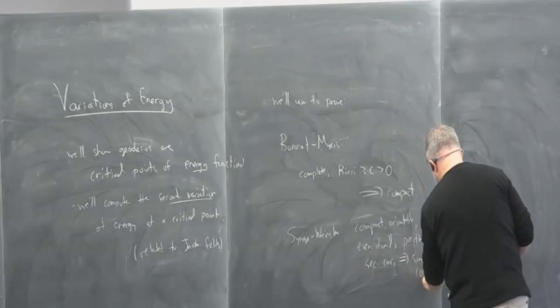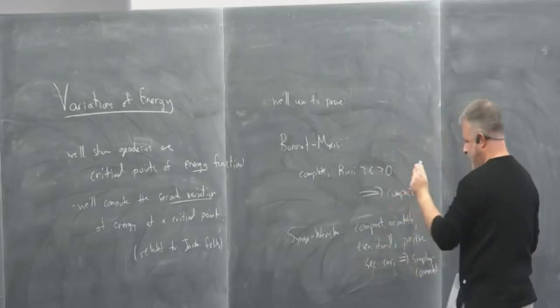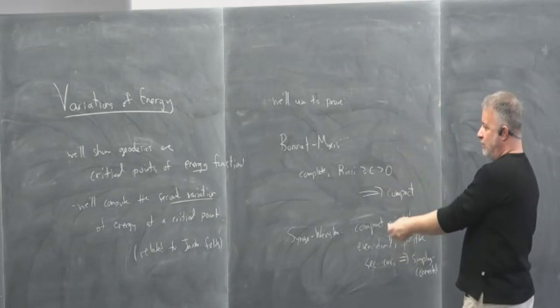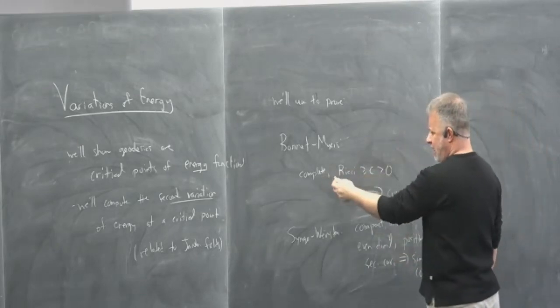And we'll see that all of these hypotheses are needed. You can't remove any of them. There are counterexamples to any of them. So in both of these theorems, you make some mild global assumptions.